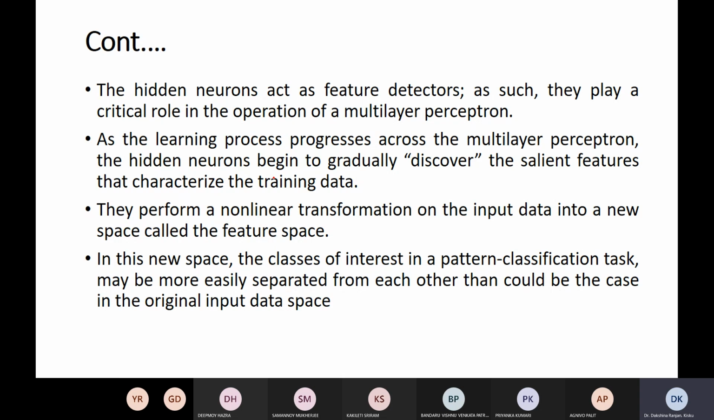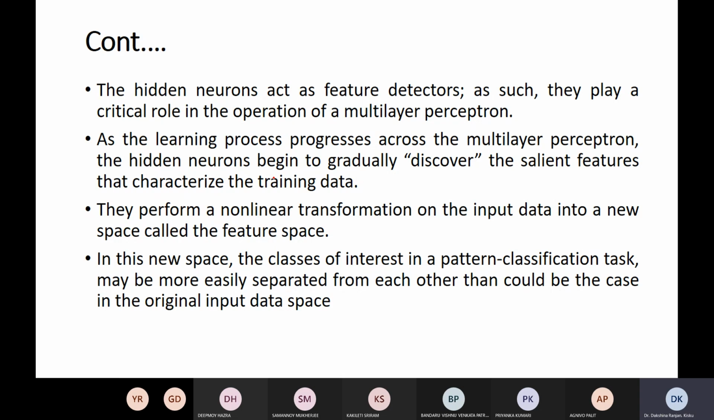Okay. So across a number of hidden layers, we can discover different shapes or different salient features of the input signals, and we use these salient features to characterize the training data. That means when we feed training data in the input layer, that is the raw data, so we do not know much about the input signals or the training data. When it is propagated across the different hidden layers, only then can we discover the different salient features of the input signals. Okay.